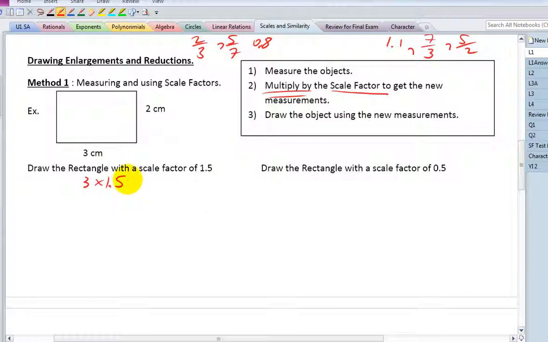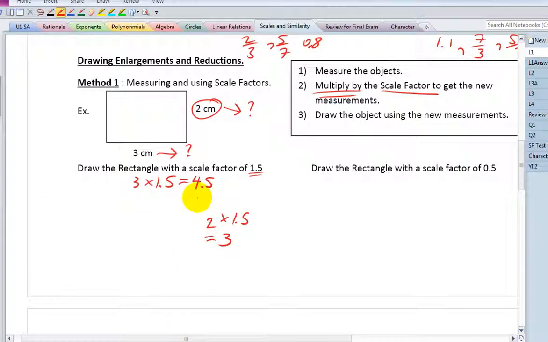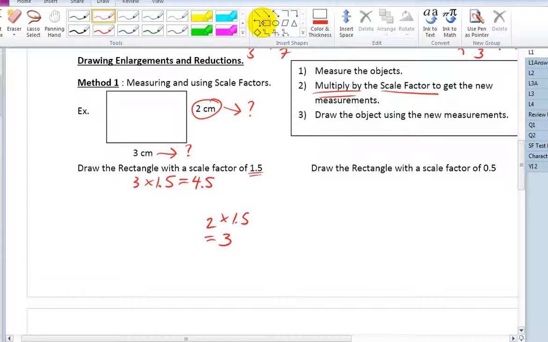So 3 times 1.5, what does that equal? What we're trying to do is figure out what our new measurement is, based on a scale factor of 1.5. If we wanted to find the area, absolutely. So this would be 4.5. And 2 times 1.5, what would this new measurement be? 3. Good, so please use your ruler and draw a diagram with those measurements.